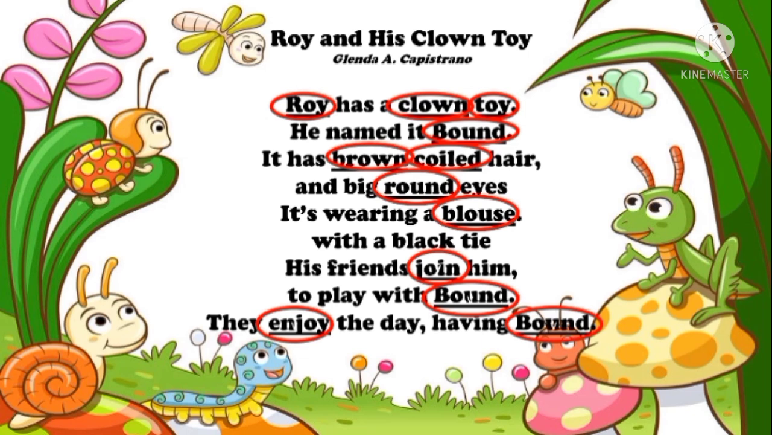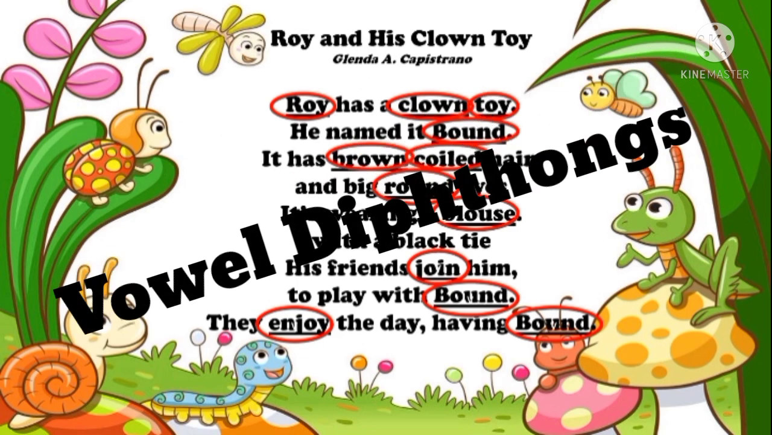Round. The sound is ow, round. Blouse. The sound is ow, blouse. Join. The sound is oi, join. And enjoy. The sound is oi, enjoy. All the produced sounds are called diphthongs. Or, to be specific, these are what we call vowel diphthongs.